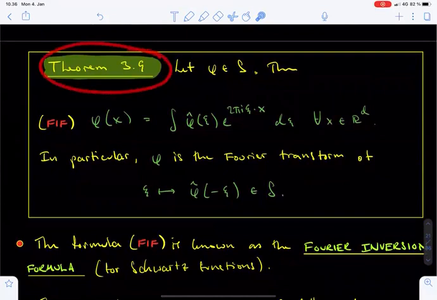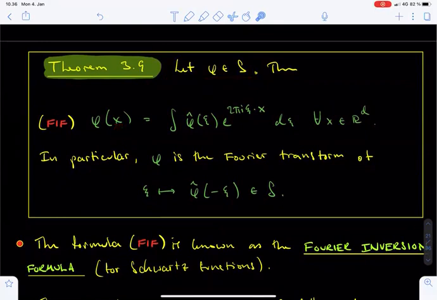This is the content of Theorem 3.9. Let phi be a Schwarz function and let x be a vector in Rd. Then phi of x equals the integral of the Fourier transform of phi at xi times e to the power 2 pi i xi dot x d xi. It follows that the arbitrary Schwarz function phi is the Fourier transform of the Schwarz function defined by xi maps to hat phi evaluated at minus xi.